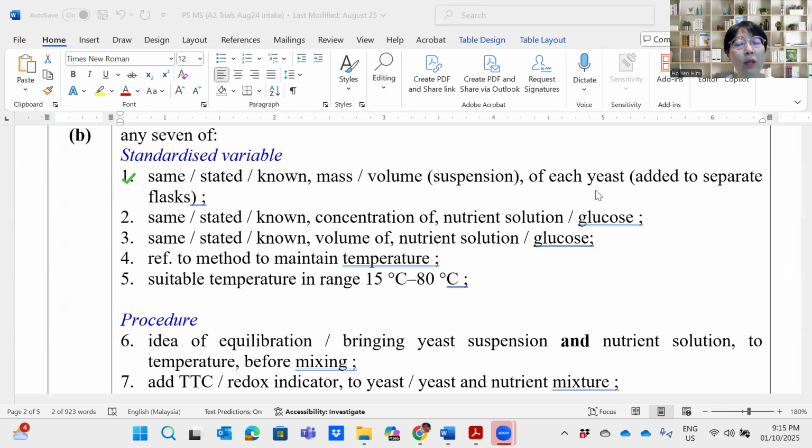So because we are using yeast, we are using 3 different types of yeast, right? So the independent variable is the type of compressed yeast. Other than that, other things about yeast must be standardized. What is it? The mass and volume that we use to make the suspension from yeast must be the same. So this is called a standardized variable.